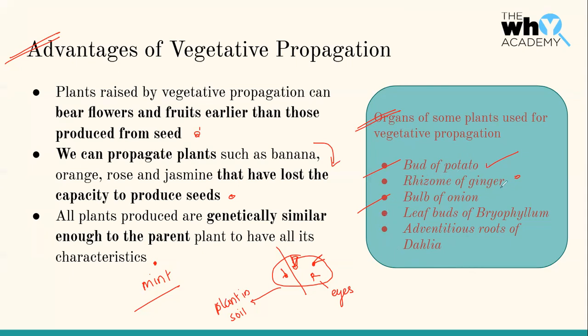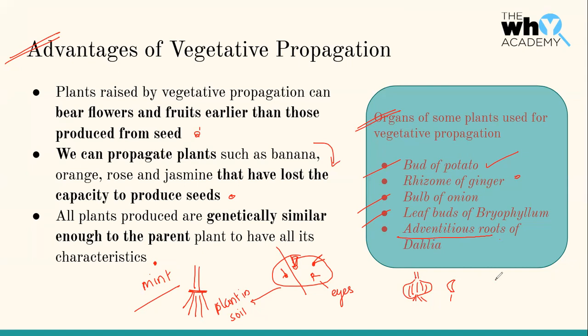Okay, yeah. So bud of potato, rhizome of ginger, bulb of onion. Bulb would definitely be in this part. Oh God, what did I draw? This is how the onion looks. So this is the bulb of the onion. Similarly, bulb of garlic also. You can take out one garlic clove, remove the skin and just place it in water to grow. Okay. Leaf buds of bryophyllum we saw, adventitious roots of dahlia. So whenever you see roots other than the place where they're supposed to form, which is at the bottom of the plant, they are called adventitious roots.